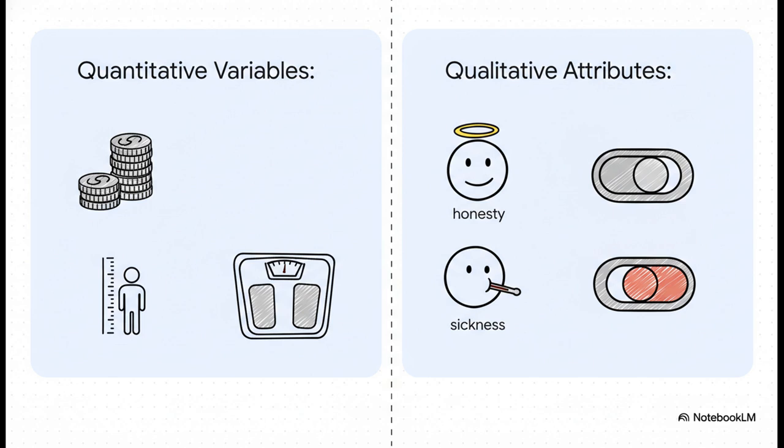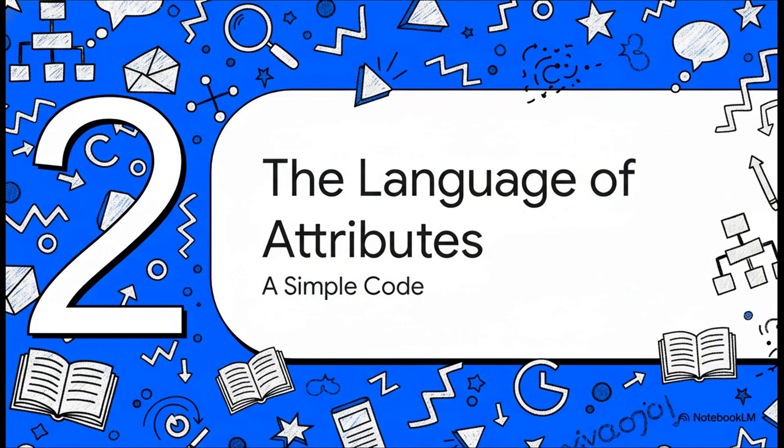But then you have qualitative attributes. Think about things like being sick or being honest. You either are or you aren't. You can't be like 82% honest. And that is where our investigation really begins. Now, to investigate these qualities, we need a special language, almost like a secret code that lets us track them.